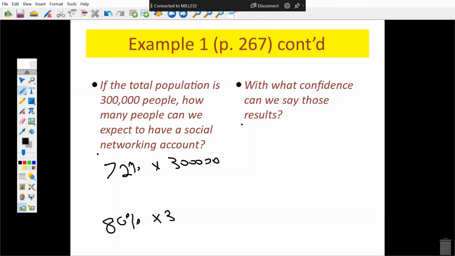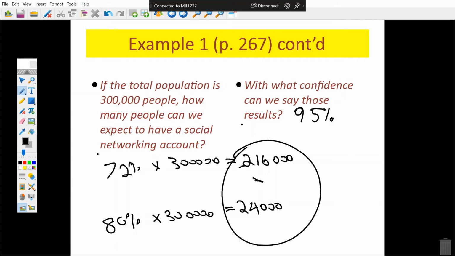300,000. So 0.72 times 300,000 is 216,000. And 80% times 300,000 is 240,000. With what confidence can we say these results? Well, we were told that we are 95% confident in these results. With 95% confidence, we can say that between 216 to 240,000 people would have a social networking account.